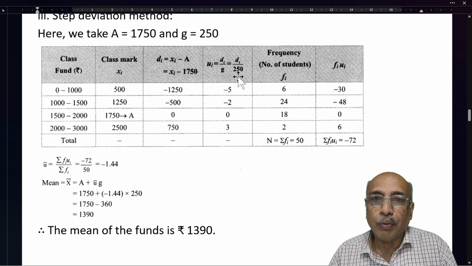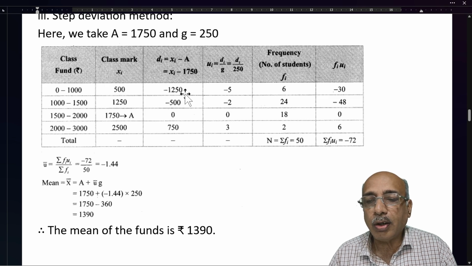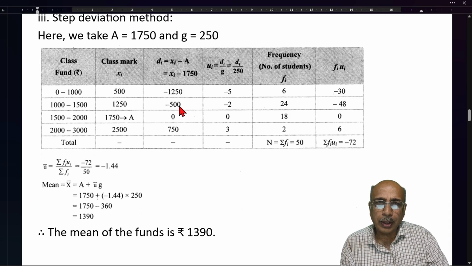From where do we get the 250 here? The GCD, greatest common divisor of di. These terms are there, so the 250 table will go for all the three terms given here of di. So g equals GCD of di equals 250 here. Minus 500 divided by 250 is minus 2. Minus 1250 divided by 250 is minus 5. 0 divided by 250 will be 0 only. 750 divided by 250 is 3.